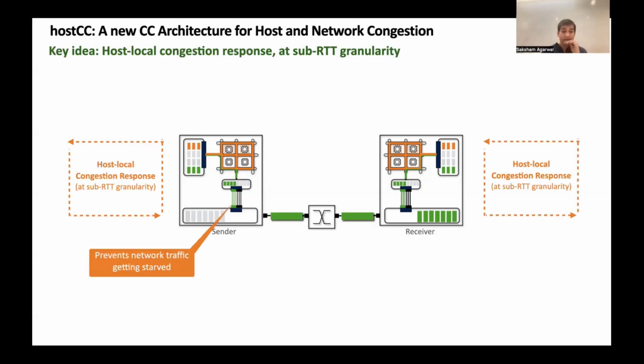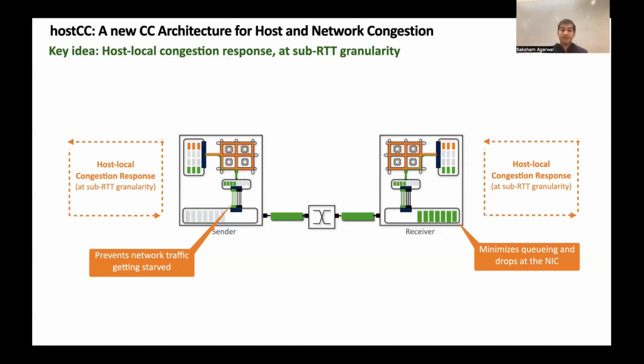At the sender, HostCC uses the host local congestion response to ensure that the network traffic is not starved even at sub-RTT granularity. At the receiver, hostcc uses the host local congestion response to minimize queuing and packet drops at the host. It modulates the host resources allocated to the network traffic at sub-RTT granularity to ensure that the NIC queues are drained at the same rate at which the network traffic arrives at the NIC.